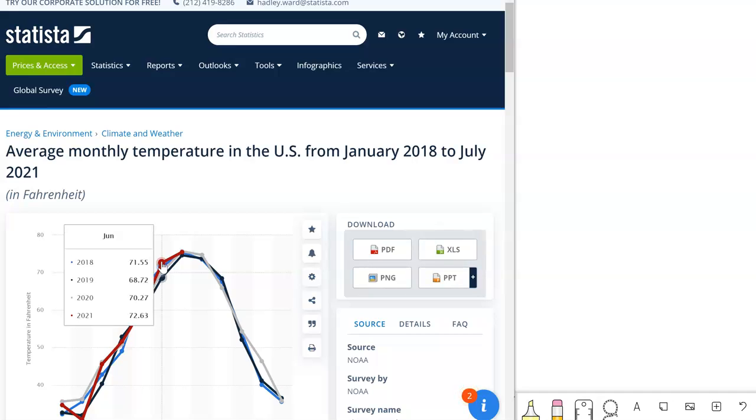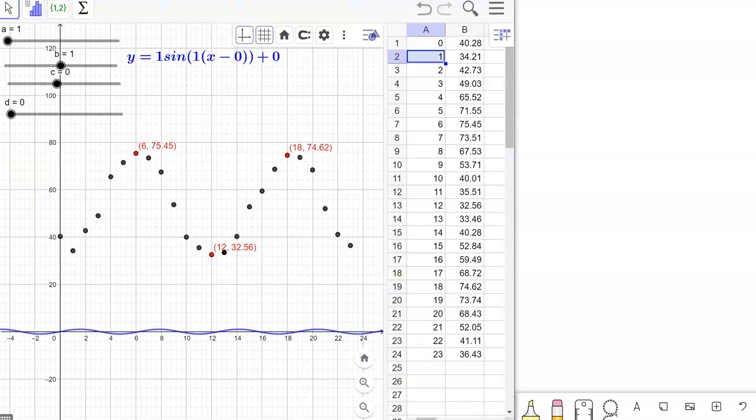And what I've done is I've taken this data and imported it into GeoGebra for two of the years, 2018 and 2019. So here's our data. And notice I've taken the months and assigned values to them, starting with month 0, which is the January of 2018, and all the way to 23. So that's 2 years worth of data, and these were the temperatures at each of those months from that table.